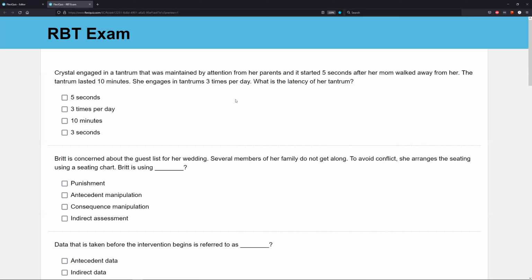Mom walking away is the SD. The tantrum occurring is the response. 5 seconds between the SD and the response. That is our latency. Of course, 3 seconds, which is D. There is no 3 seconds, right?